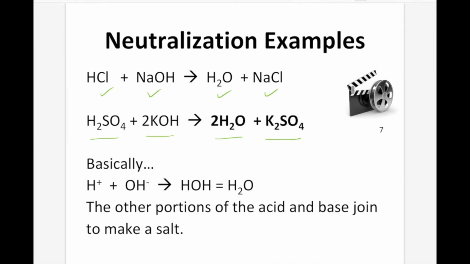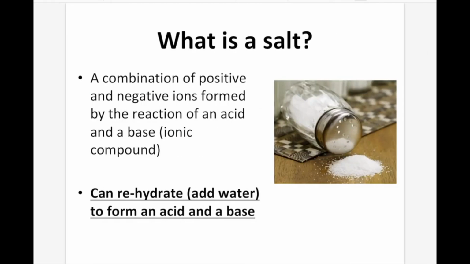But basically, when we're doing a neutralization reaction, we're taking the H pluses from the acid, adding the OH negatives from the base, and making water from it. This salt that's also produced is just the byproduct of the other reactants that were involved. So what is salt? Well, salt is a combination of positive and negative ions formed by the reaction of an acid and a base. It's an ionic compound. It can also be rehydrated by adding water to form that acid and base again.